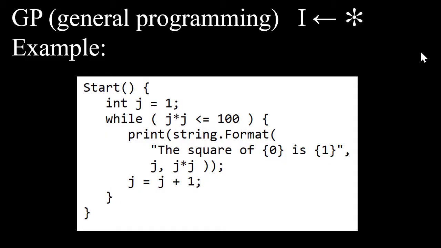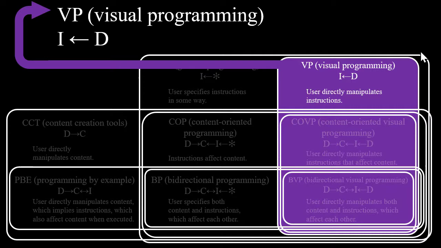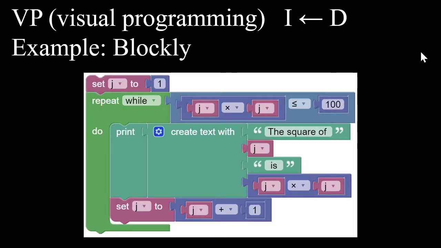A simple example of a system in GP is any traditional text-based programming environment. Here I'm showing a chunk of C# code that prints out square numbers from 1 to 100. The next category is VP, which is a subset of GP. In VP, the programmer uses direct manipulation to modify instructions. Here's a simple example. Actually, this block of instructions does the same thing that I showed in the previous example.